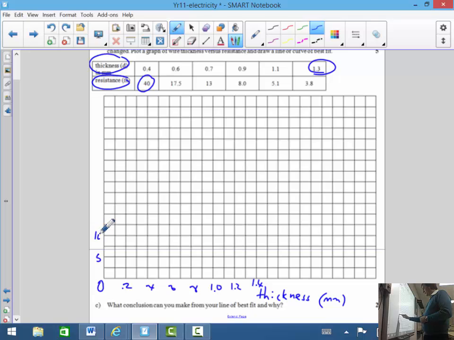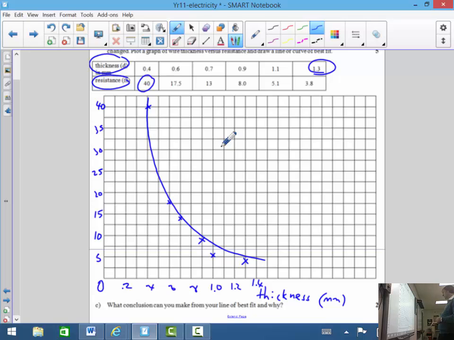5, 10, 15, 20, 25, 30, 35, 40, and then you're going to plot your points, say 0.4 and 40. So 0.4 and 40 there. Yeah. 0.6 and 17.5, so we're around there. So you would normally draw, that's not going to be a straight line, it's definitely going to be some sort of a line that's curved through there.